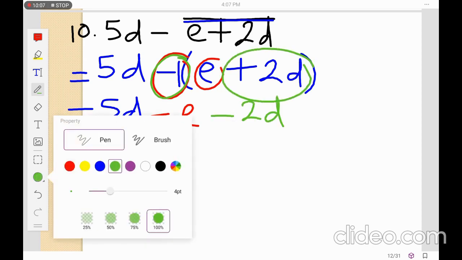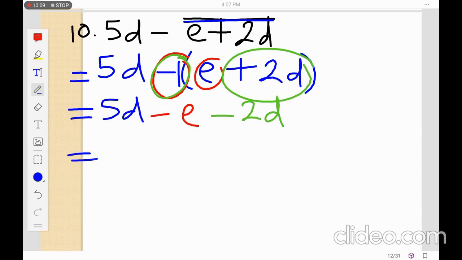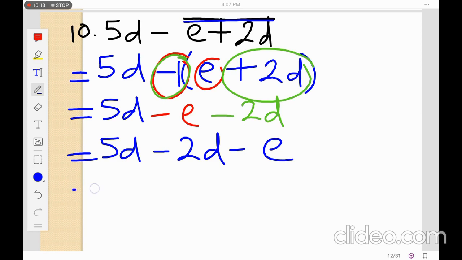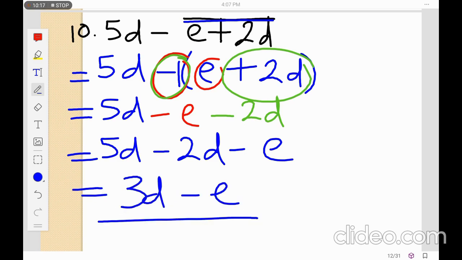Okay, now let's take all the d's together. I have 5d minus 2d, then minus e. 5d minus 2d, we get 3d, then minus e there. This is our final answer.